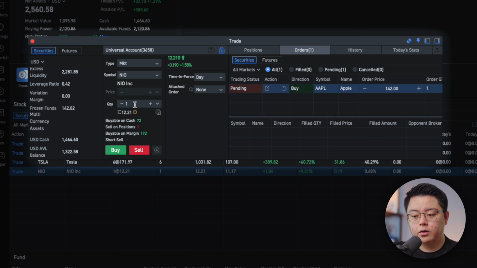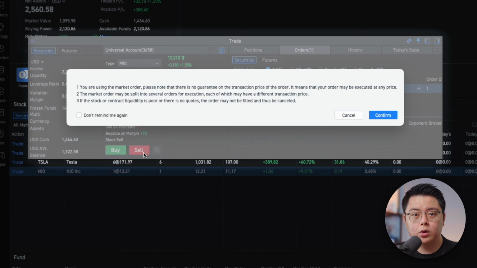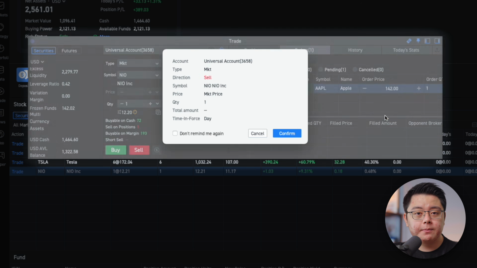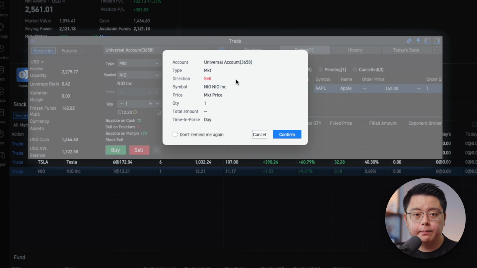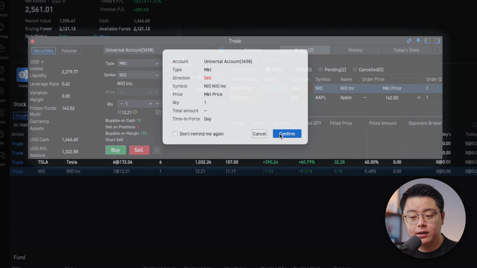Quantity only 1 here. Okay, so once everything is done, I will click the red sell button and this warning message will pop up. Don't worry, it is just a standard message for regulatory compliance for market orders, so just click confirm. And same thing here, it will ask you to review your order. Make sure everything is keyed in correctly, then click confirm again.